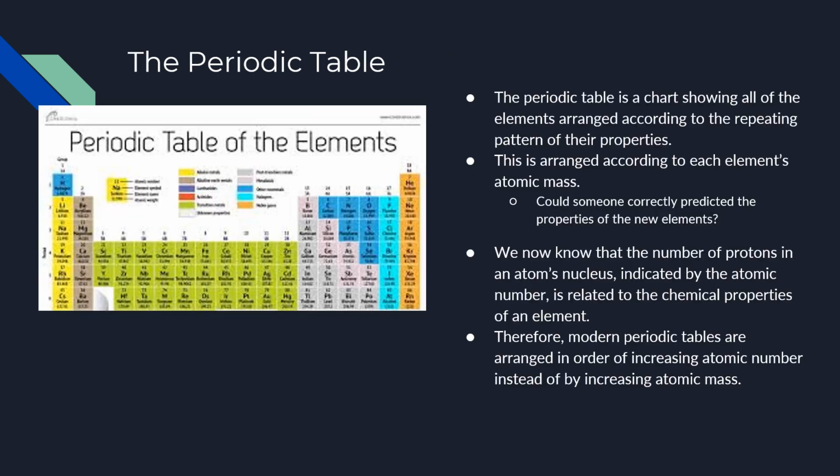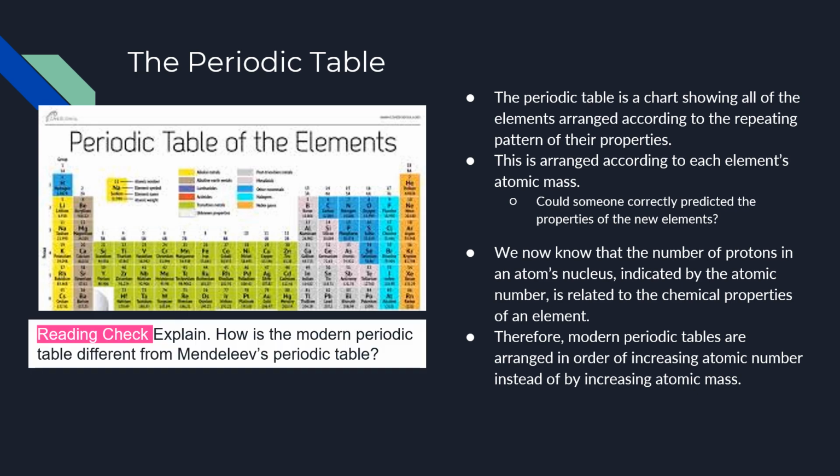All right, so the periodic table is a chart showing all of the elements arranged according to the repeating pattern of their properties. This is arranged according to each element's atomic mass. Could someone correctly predict the properties of the new elements? We now know that the number of protons in an atom's nucleus, indicated by the atomic number, is related to the chemical properties of an element. Therefore, modern periodic tables are arranged in order of increasing atomic number instead of by increasing atomic mass.